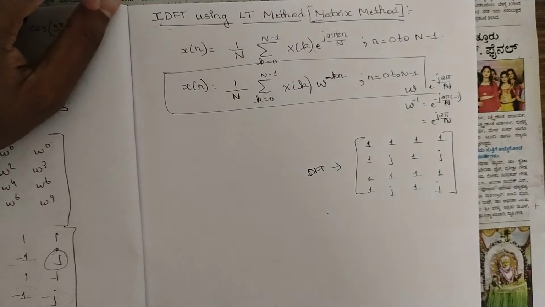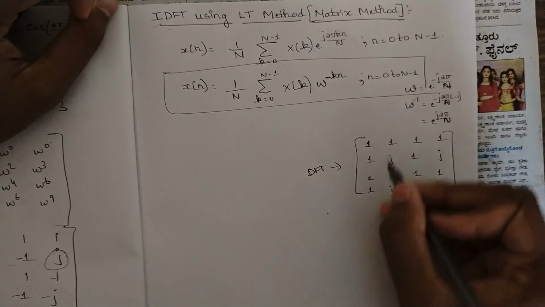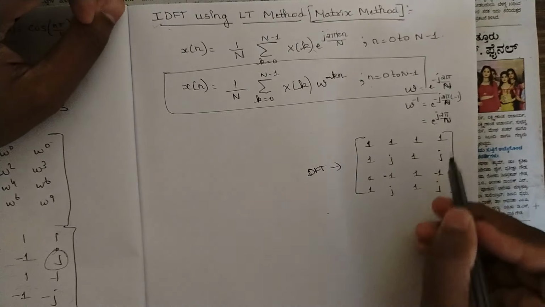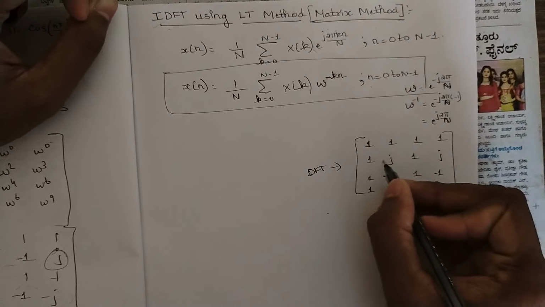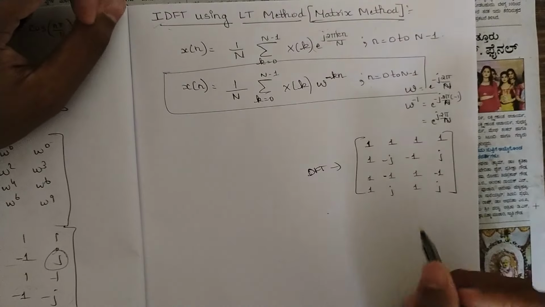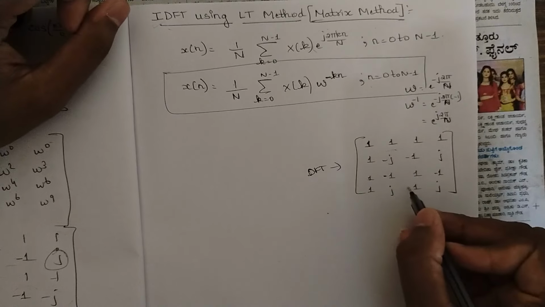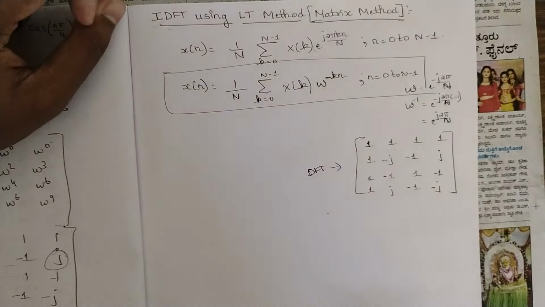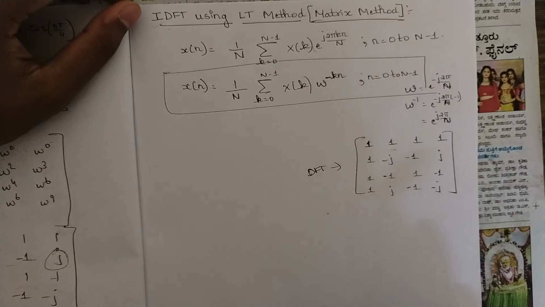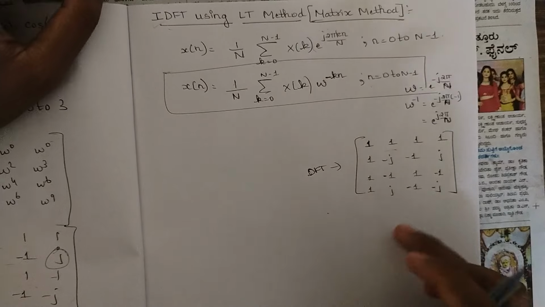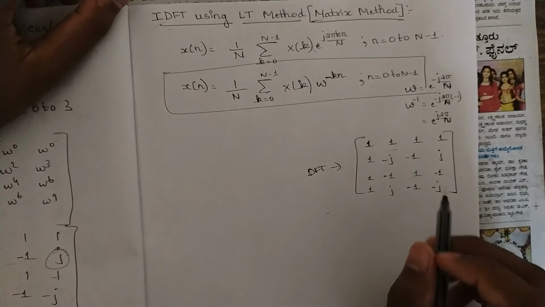In the second and also in the third column we have 1 minus 1 1 minus 1. In the second column we have 1 minus j minus 1 plus j. In the middle 2 terms are minus, and in the last column the last 2 terms are minus. Like this you should be remembering the 4 cross 4 matrix values. This is only for 4 cross 4, because these are standard values for 4 cross 4.